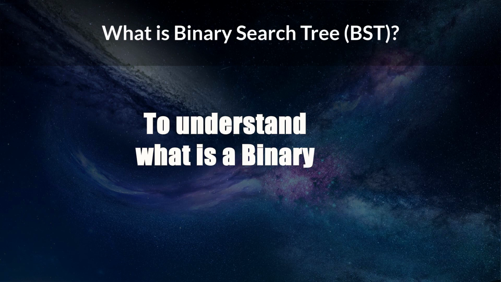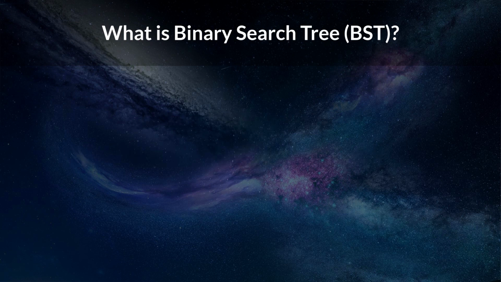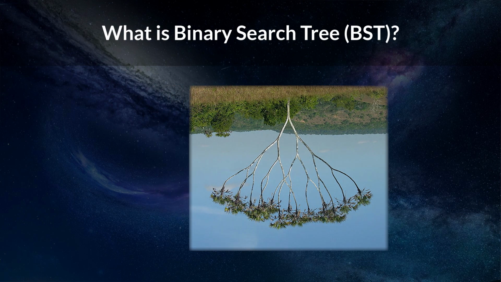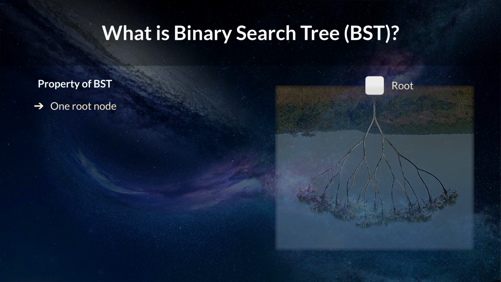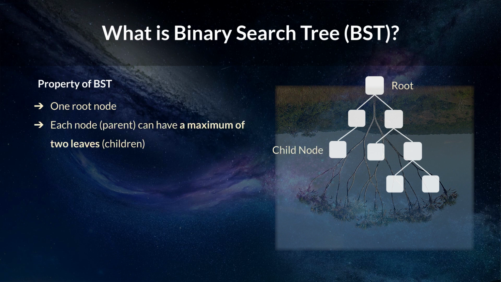To understand what is a binary search tree, let's understand what is a binary tree. Think of it like this. Imagine a tree, but upside down, with one root at the top, and it has branches or nodes splitting off beneath it. Each of these nodes can only have a maximum of 2 leaves, or child nodes, one on the left and one on the right, which makes it binary. And we call this node above the parent node. We call any node that doesn't have a child a leaf node.